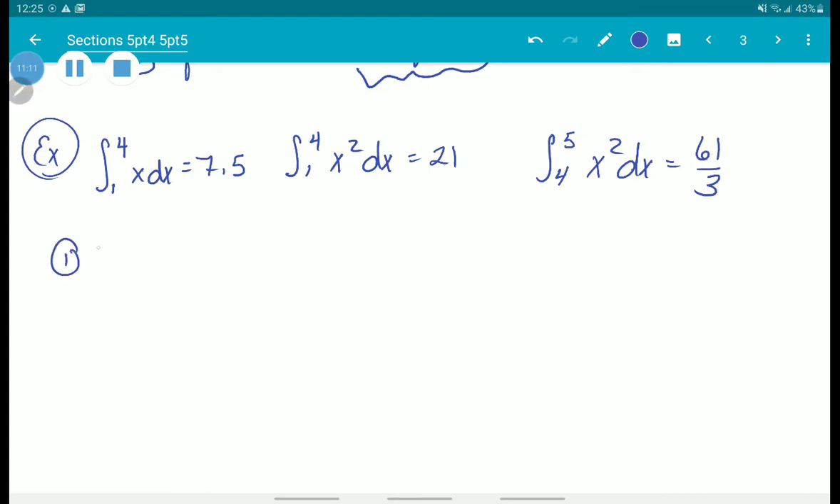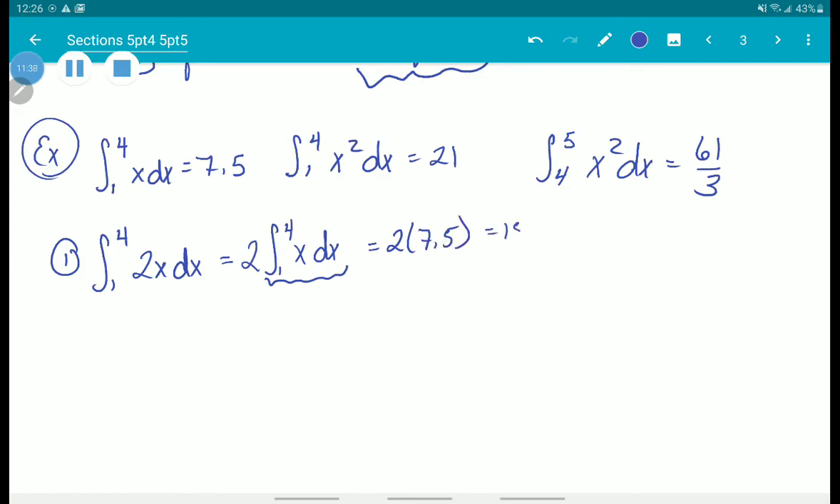So let's look at an example. What if I asked you that if you knew this information, could you tell me what this is? Well, we can use those properties that we talked about to help us do that. We could pull the 2 out. And then this is something we already know. We know that's 7.5. So we can just take 2 times 7.5 to get that final answer. So we can use the properties to help us figure that out.